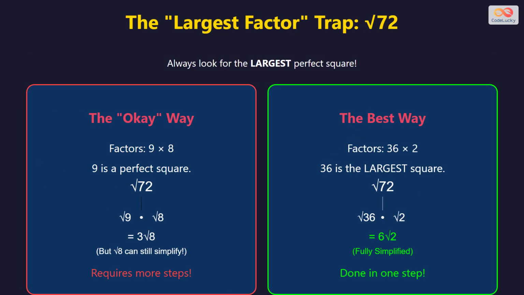Now here is a common trap to avoid, especially with larger numbers like 72. 72 has many factors. You might spot that 9 times 8 is 72, and 9 is a perfect square. But if you use 9, you get 3 times the square root of 8. The problem is, 8 can still be simplified further because it has a factor of 4. This creates extra work. The secret is to always look for the largest perfect square factor possible.